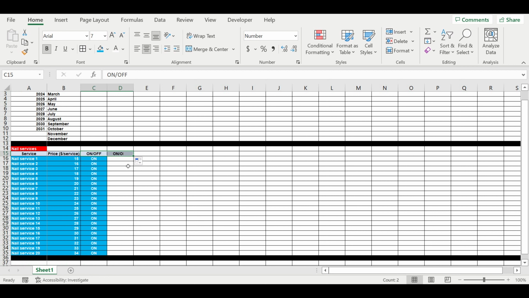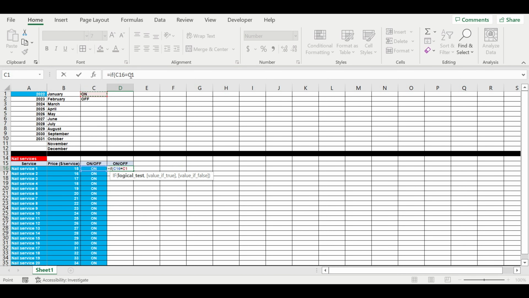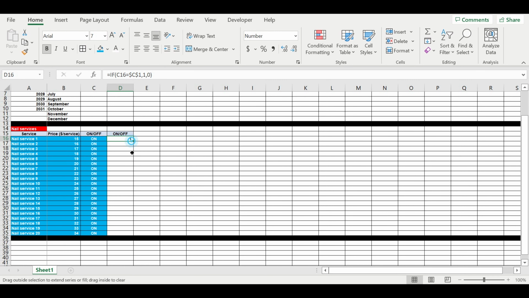Then I have to explain to Microsoft Excel that on is 1 and off is 0, to then multiply all the revenues and expenses by 1 or by 0, including and excluding their cash flows from the calculations. So if this one equals on, then we will place 1, otherwise 0. We are freezing C1. So if I for example want to switch off, I will get zeros here.